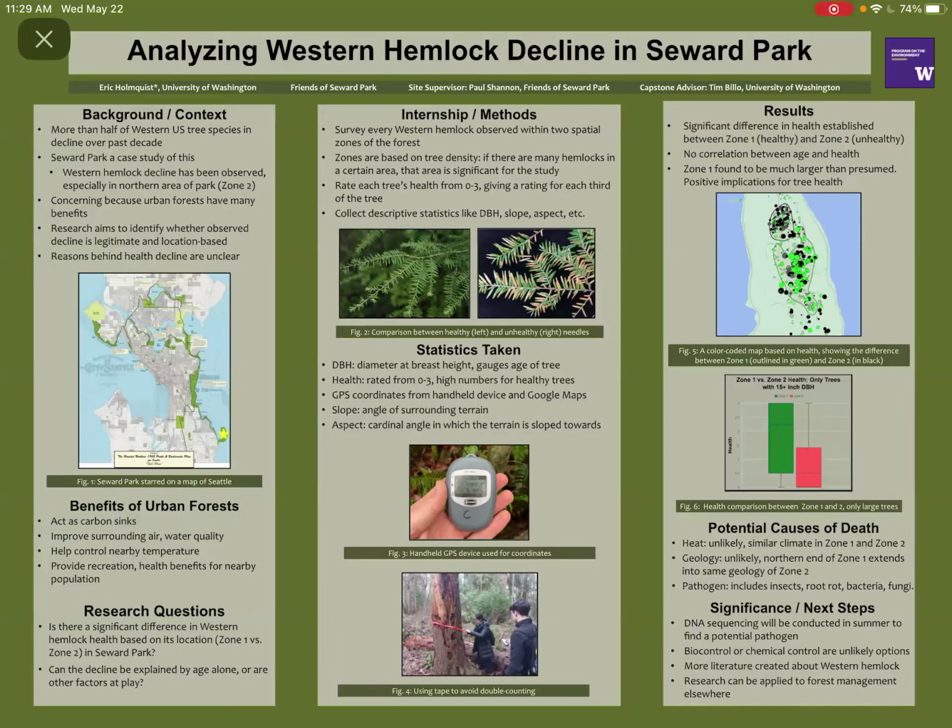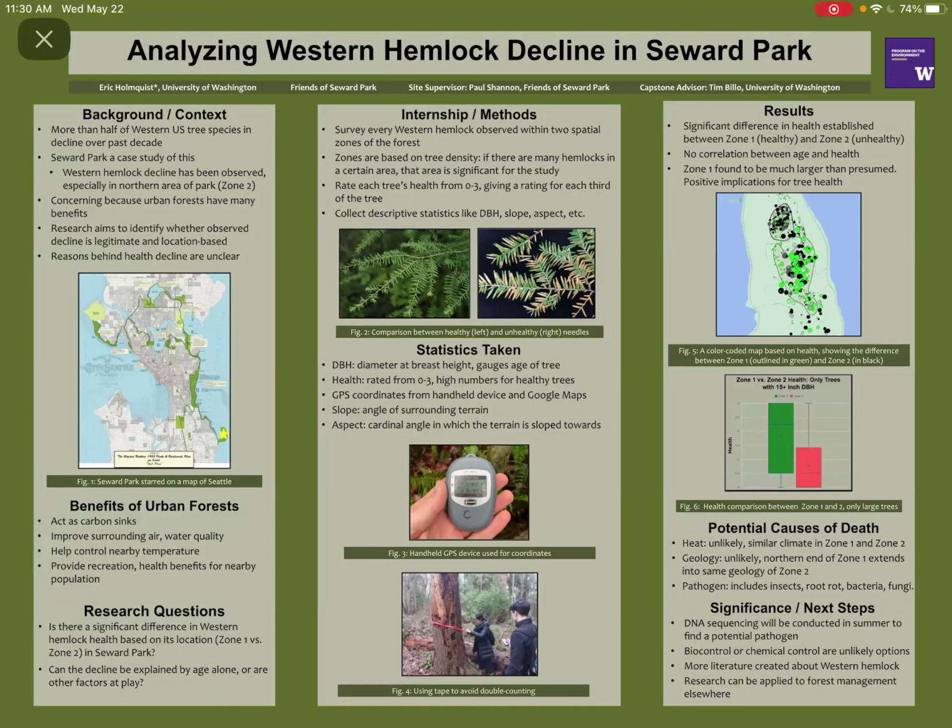The healthy zone ended up being a very oblong, large range, and the unhealthy zone to the north was more small and circular. Zone 1 had an average health rating of 1.93, while Zone 2 had a rating of just 0.74. We also had 134 trees outside of either zone, and they averaged 1.45 health.